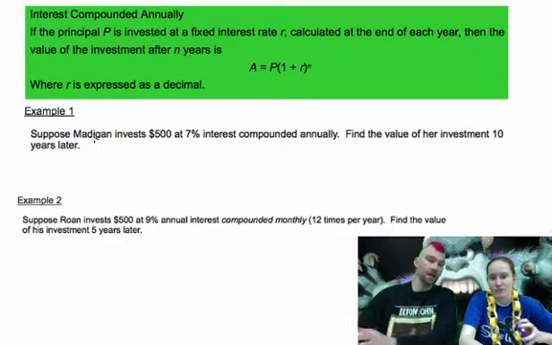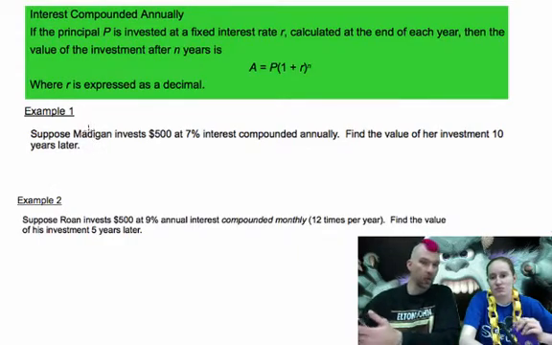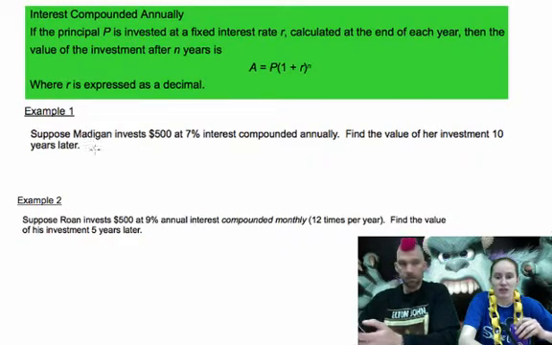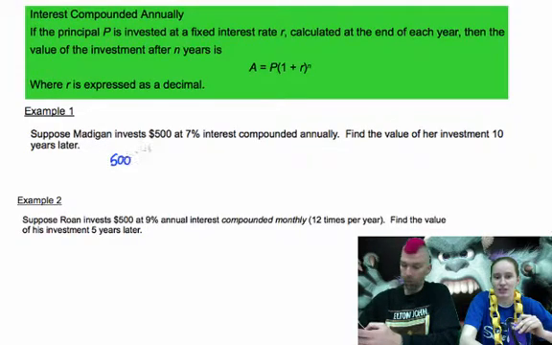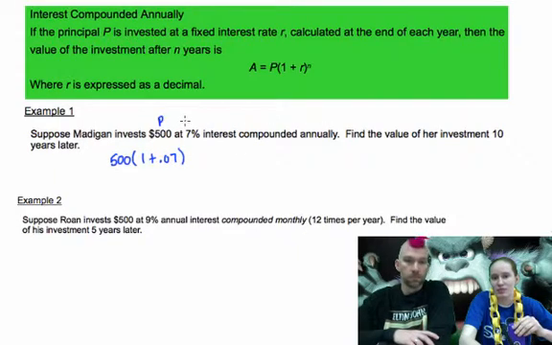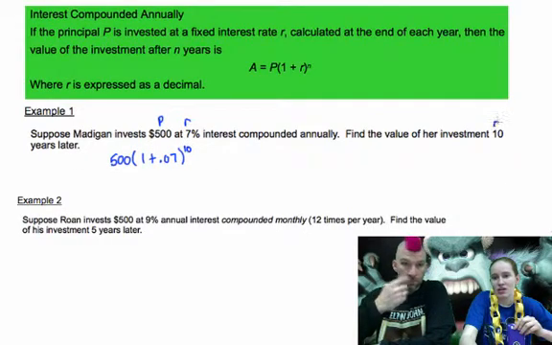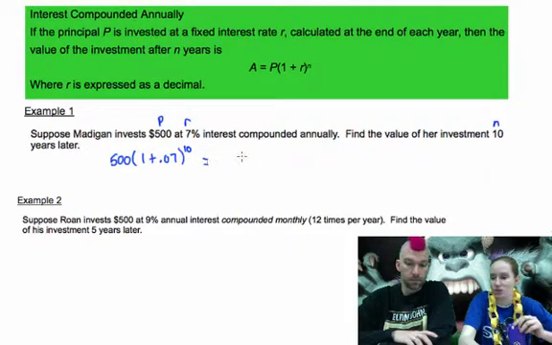You'll need a calculator for a lot of these because the decimals can get wonky, and typically big numbers and stuff like that. So don't be afraid to use your calculator. So this character invests $500. That's the principal. At 7% interest, so you change that to 0.07. It's compounded annually, so we know that means we're using this formula. Find the value of the investment 10 years later, so we put 10 where n is. We just plug that into our calculator, and what do we get?